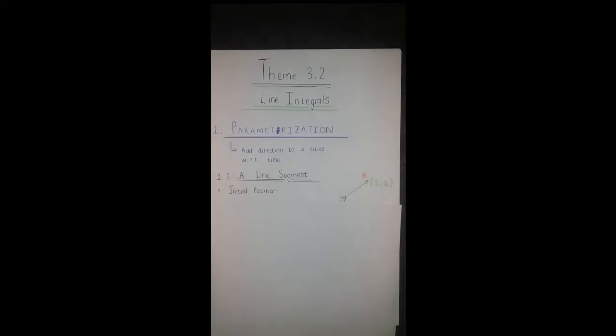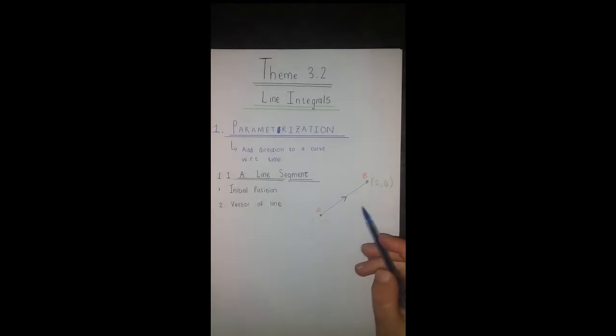What you need to parameterize a line is its initial position, and a vector of the line. So let's say you had a line that started at (1, 2) and went to (2, 4). And the direction, it goes from A to B.